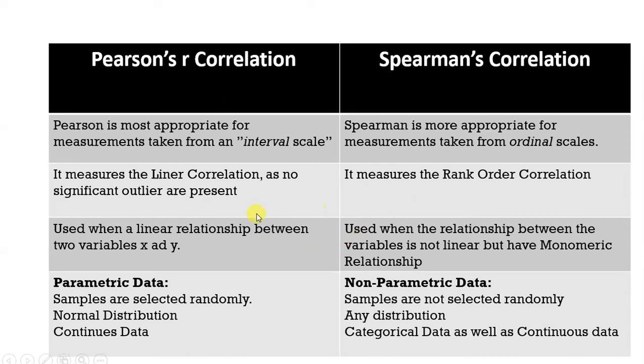In Pearson's correlation, we use a linear relationship between the x variable and the y variable. Whereas Spearman's correlation is used when we want to find the relationship between variables which are not linear but have a monotonic relationship between them. Parametric data is used for Pearson's correlation, where samples are selected randomly and a normal distribution is seen, whereas in nonparametric data, samples are not selected randomly and categorical as well as continuous data are collected.